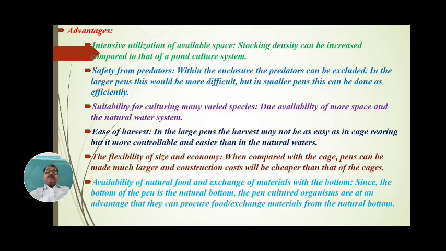Then the third advantage: suitability for culturing many varied species. Due to pen culture, with the availability of more space, a variety of species, a variety of fishes, can be cultured in natural ways as well as in an artificial manner. Due to the availability of more space and the natural water system, more fish species can be grown in pen culture.